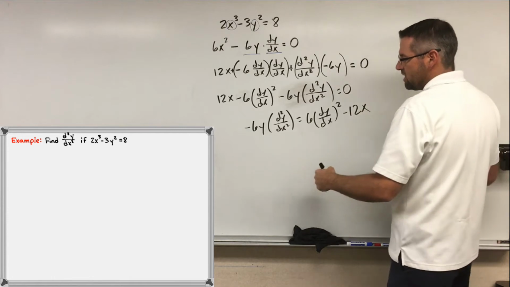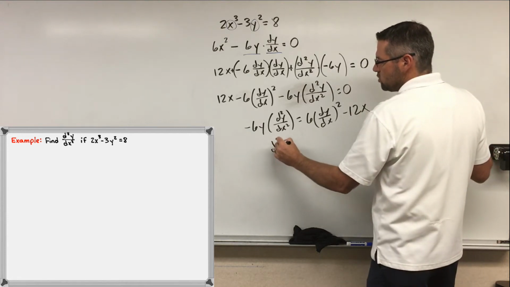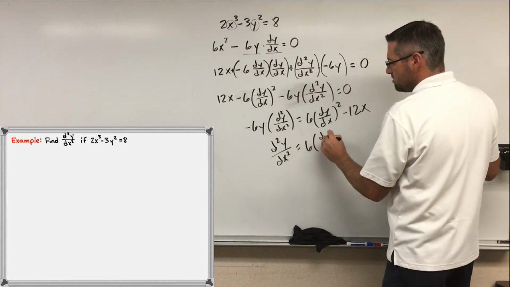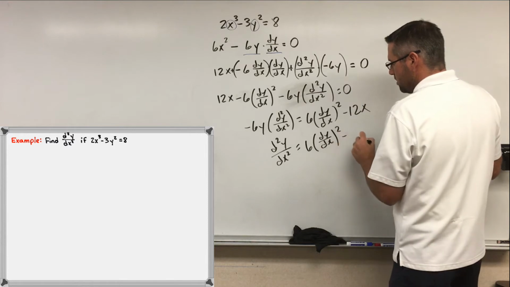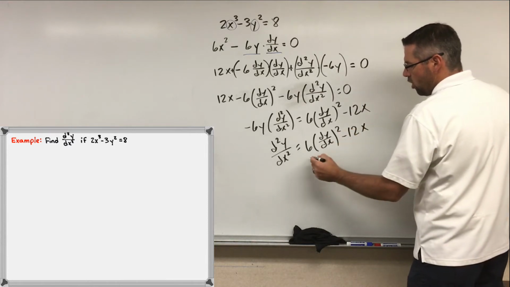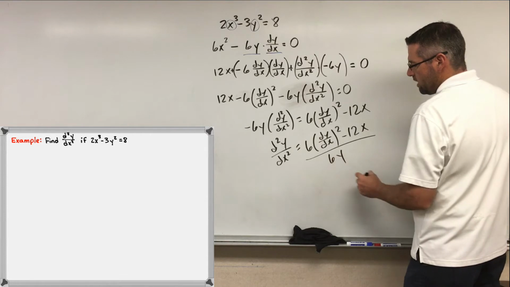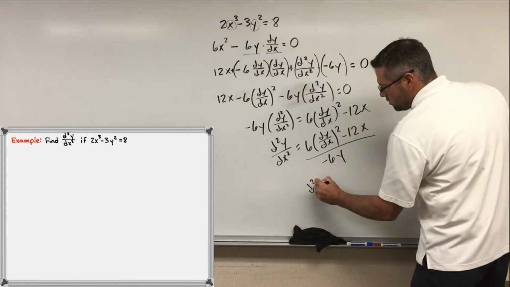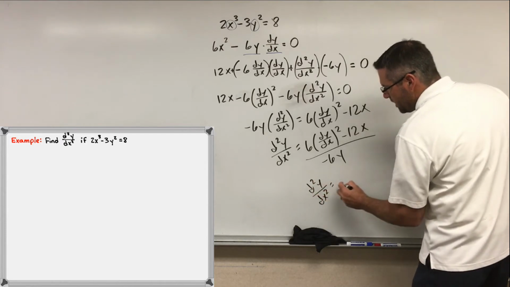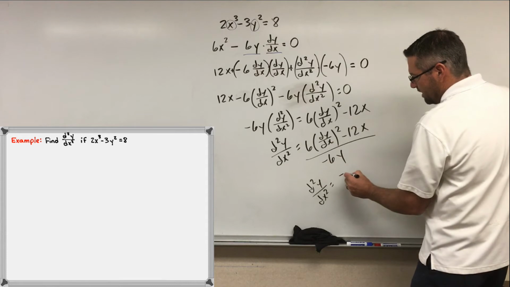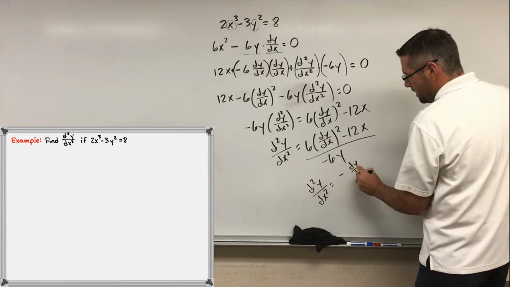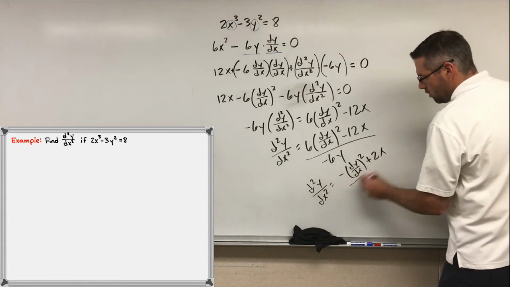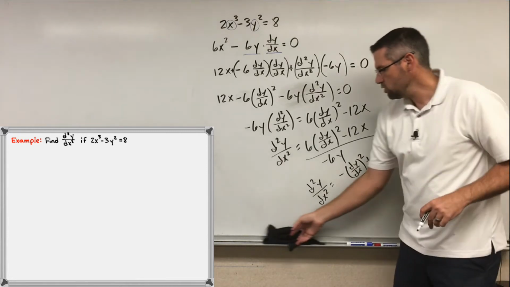And then we'll go ahead and divide by the negative 6y. So we end up with d2y over dx squared equals 6 times dy over dx squared minus 12x all over negative 6y. And so that can reduce to d2y over dx squared equals, that would be a negative, if you want to write it that way, dy dx squared, and then plus 2x over y, okay? So we could write it like that.